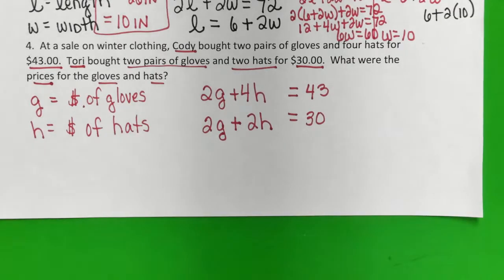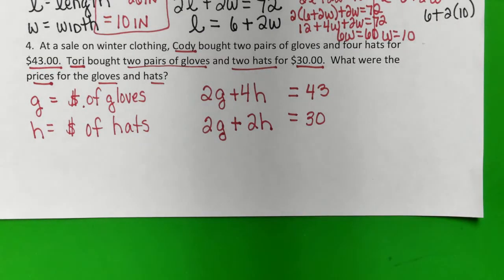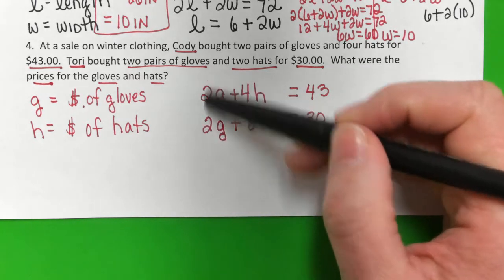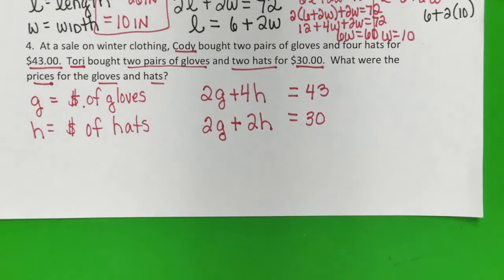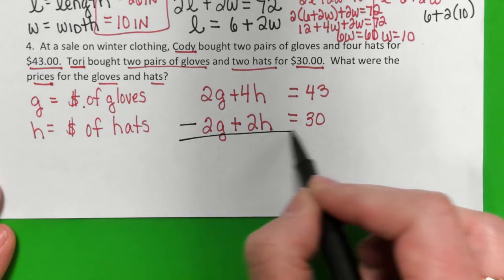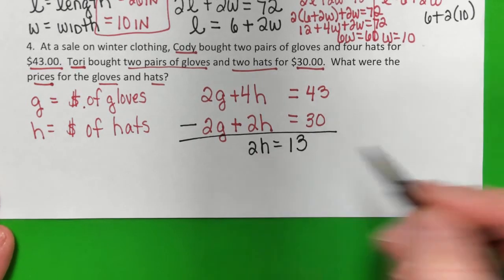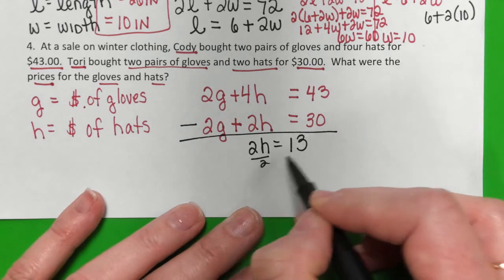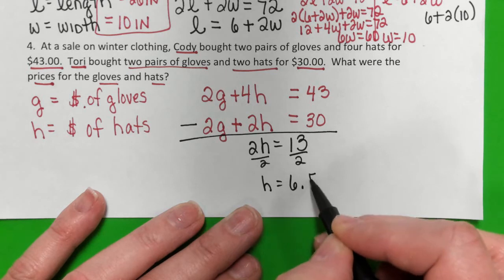Okay, the last one. What method should we use? Notice we don't have any coefficients of 1, and we already have some coefficients that are the same. So I definitely think the elimination method is going to be the best choice. So we have to subtract to cancel out those g's. That gives me 2h equals 13. Oh, look how easy this is. Divide by 2, h equals 6.5.